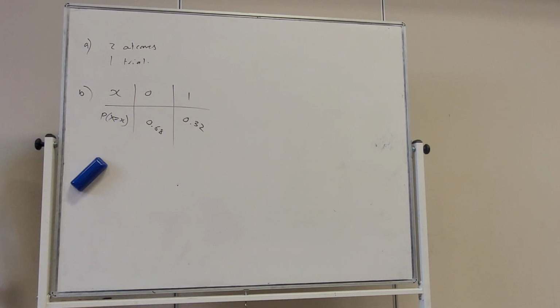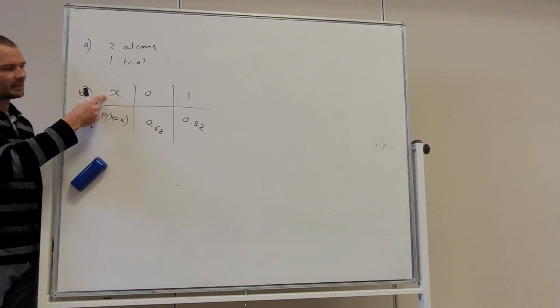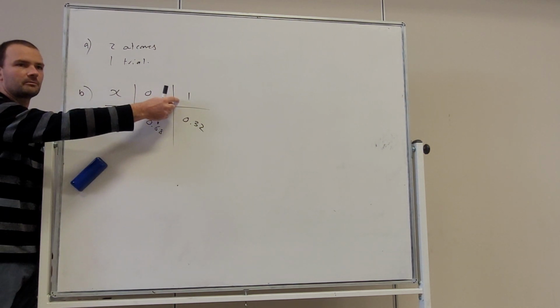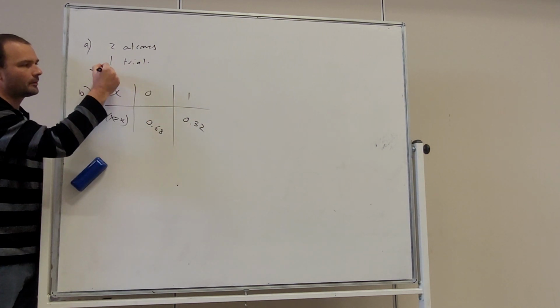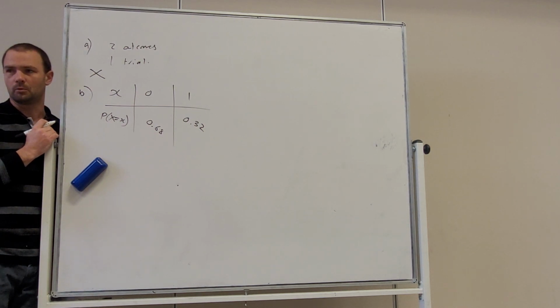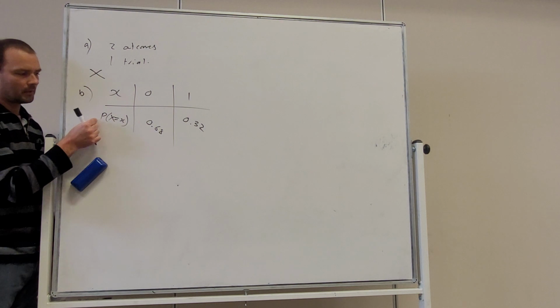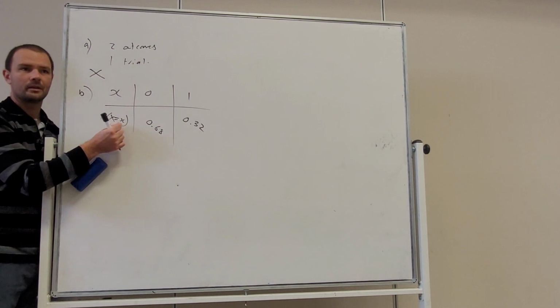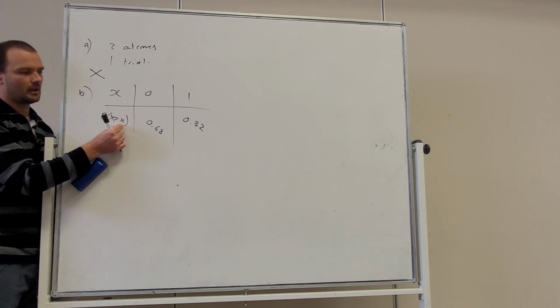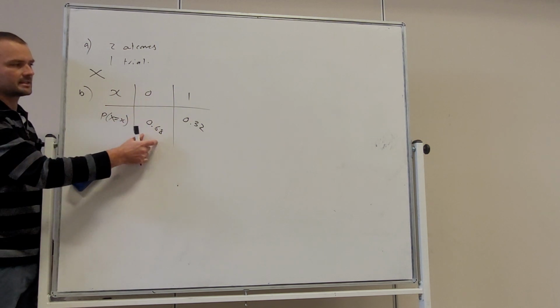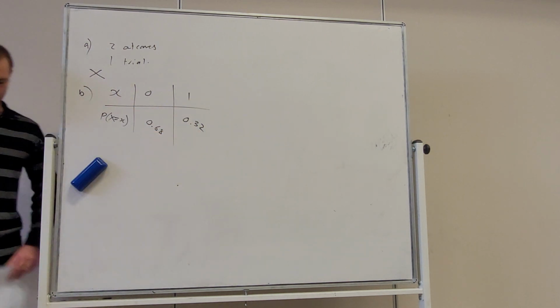Okay, let's just refresh you on what this notation means. Lowercase x is the possible events that the random variable can take. Capital X is the random variable, right? And so then we're saying here, where we've got probabilities, what's the probability that the random variable takes on this event? Okay, it takes on event 0, 0.68. It takes on event 1, 0.32.